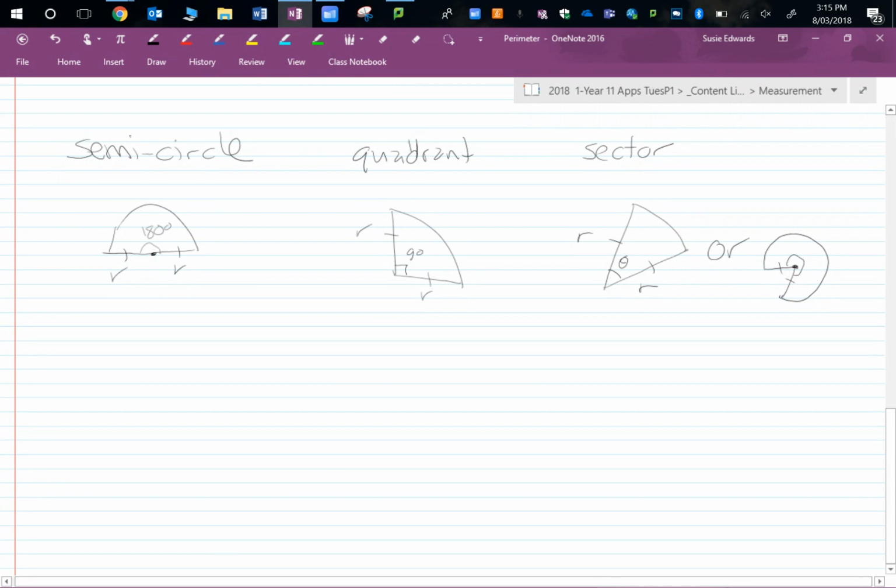So how do you think we find the perimeter? Notice it's not the circumference, because the circumference is a whole circle. It's the perimeter of this shape. So the perimeter of a sector, or any of these, we're just going to call them all sector, can be found how?